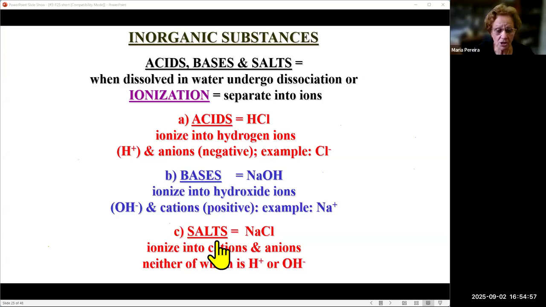The negatively charged is hydroxide, and sodium is the cation, the positively charged. So what is a salt? A salt is an ionized molecule that does not contain hydroxide or hydrogen. So you see sodium chloride. Sodium is the cation, chloride is the anion. So here there's no hydroxide or hydrogen. So an acid contains hydrogen as the cation, and the base contains hydroxide as the anion. The salt can contain any cation or anion that is not either hydrogen or hydroxide.